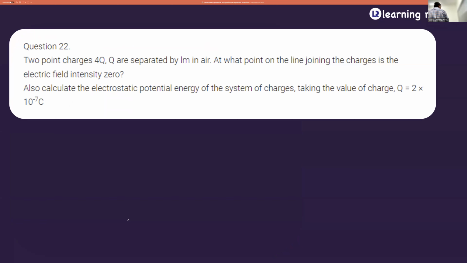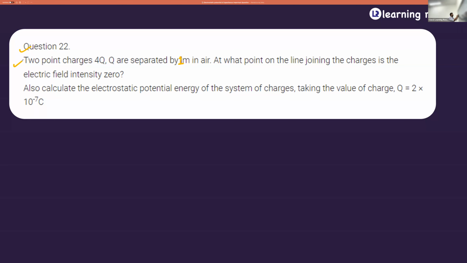So 22nd. There are 2 point charges, 4Q and Q, which are separated by 1 meter in air. At what point on the line joining the charges is the electric field intensity 0? There's something which we did yesterday. But the only difference is 4Q and Q, there the distance was 2 meters. Here it is 1 meter. Okay, first part, I want you guys to do it. Second is also calculate the electrostatic potential energy of the system of charges, taking the value of charge Q as 2 into 10 power minus 7.